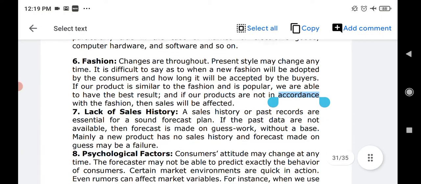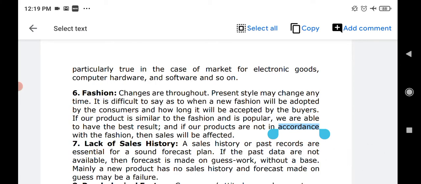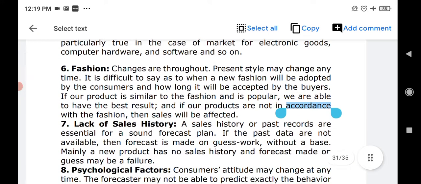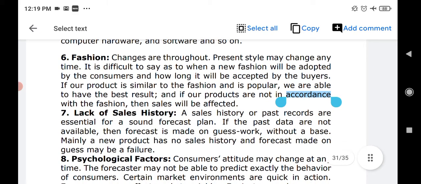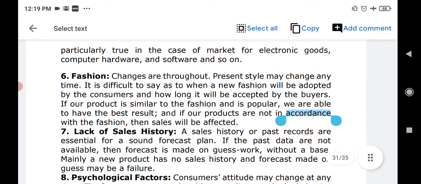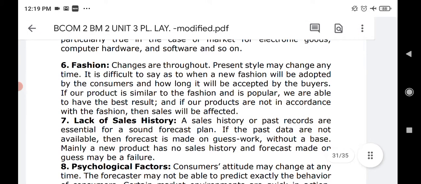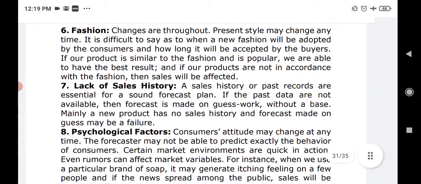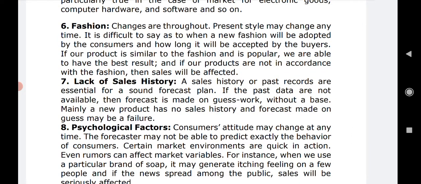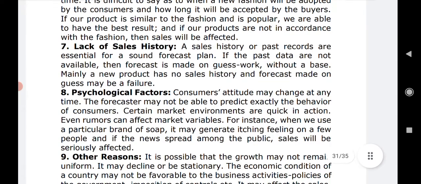Next comes up maybe the fashion, right? So fashion may be one of the important areas which may affect or limit the sales forecast. What happens is changes are throughout. So present styles may change any time, right? So it is difficult to say about the future, and we may not come to know what will be the future position or what will be the future fashion. So at that time it may create problems, and because the fashion does not remain constant, we cannot rely on that, and if we are relying on that, the sales forecast may be wrong.